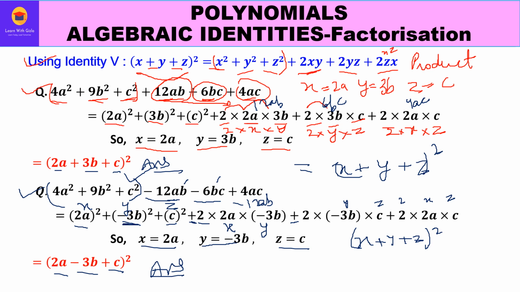These are the factors. Whole square itself means that you are multiplying the trinomial twice. Yes, you are multiplying it 2 times. So 2a minus 3b plus c into 2a minus 3b plus c. You are multiplying it 2 times, right?